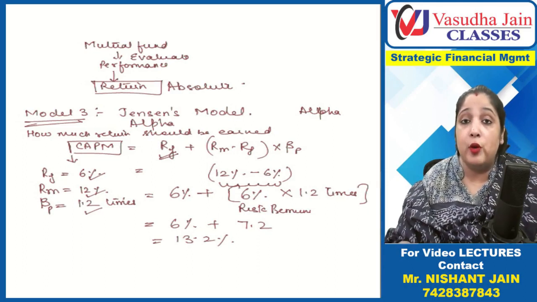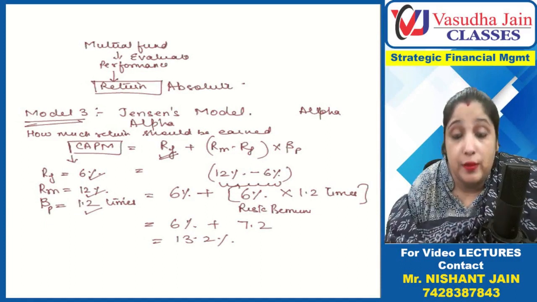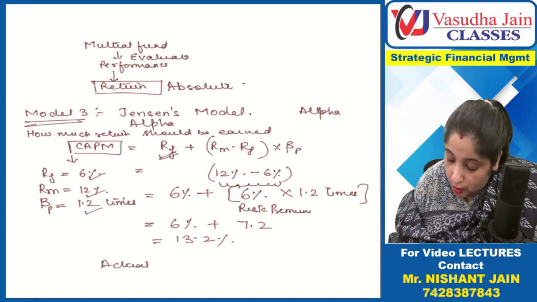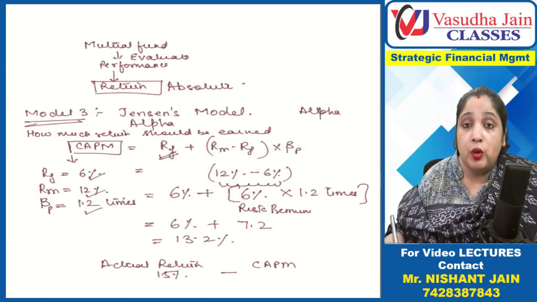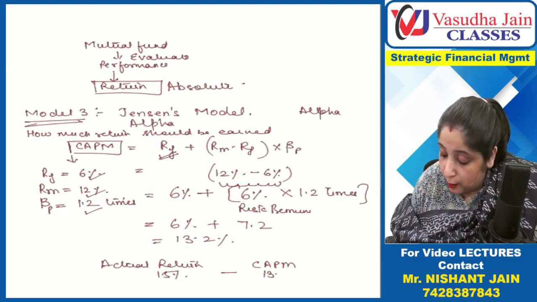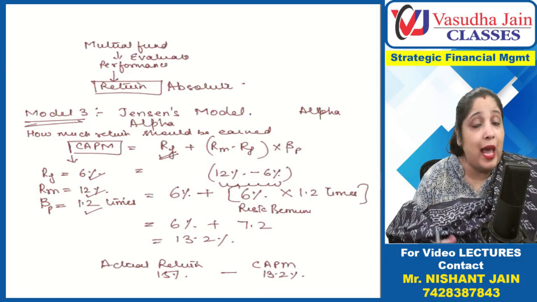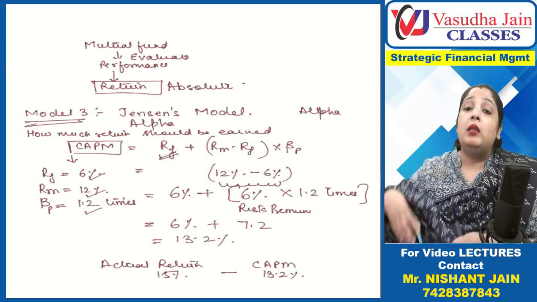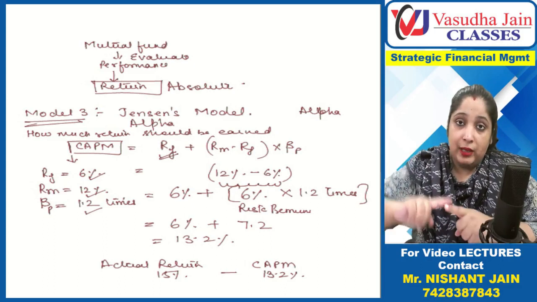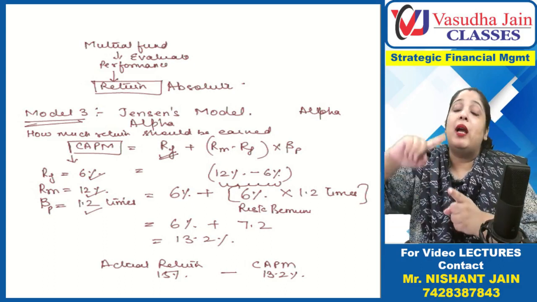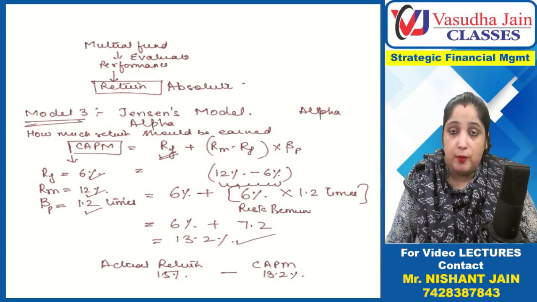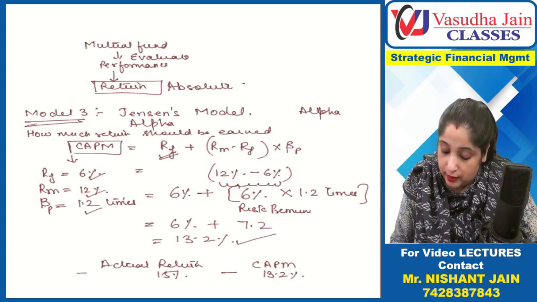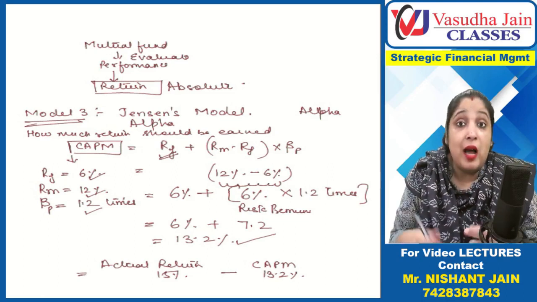Now if your portfolio is giving, let us say, 15% return, the actual return your portfolio is giving is 15%, and the return which should actually be given is 13.2%, but you are getting 15%, then you are a happy man because you are getting more than what you should get. Comparing with the stock market performance, your portfolio should only earn 13.2%, but your portfolio is giving you 15% return. That means you have a positive alpha.